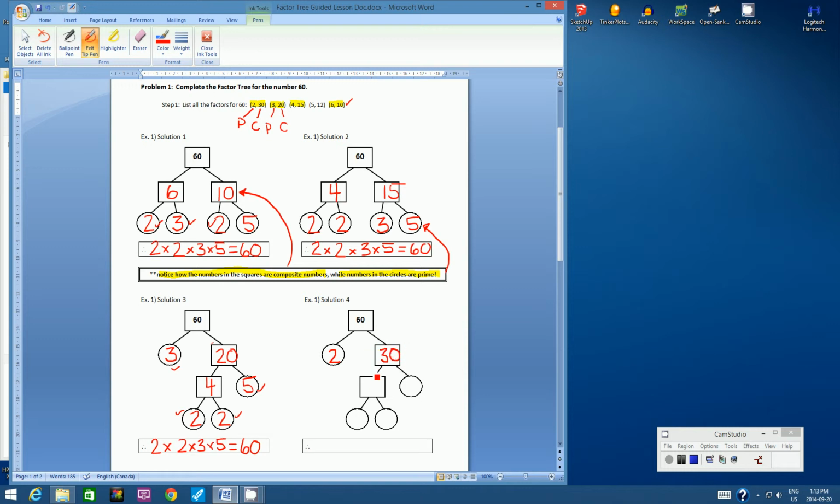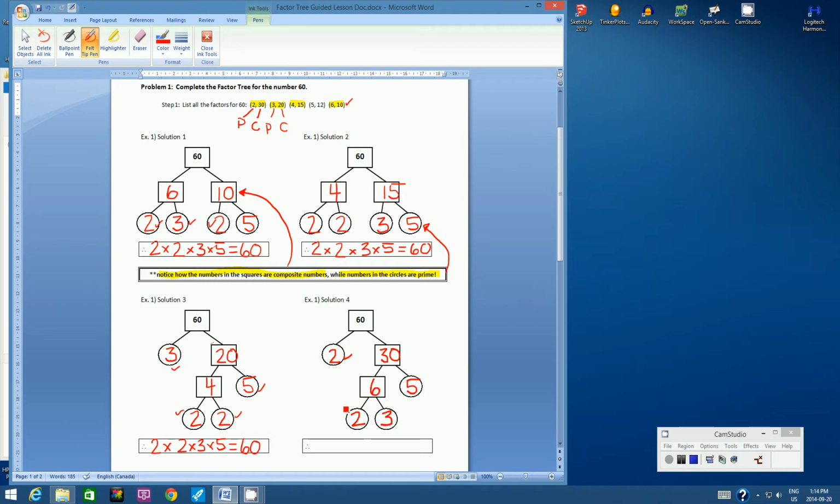Now 30 can be broken down into a variety of factors, but I need one that is a prime number and one that is a composite number. So how about I choose 6 and 5? The 5 has to go in the circle. Even though it's bigger, that's okay. 5 is the prime number, 6 is the composite number. And now 6 can be divided into two numbers, 2 and 3, which are both prime.